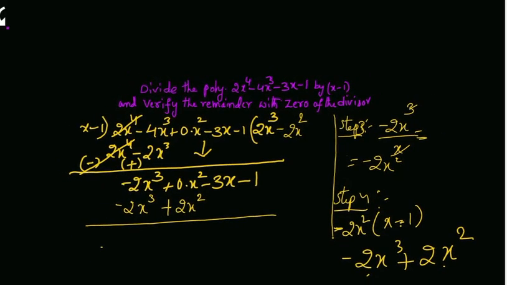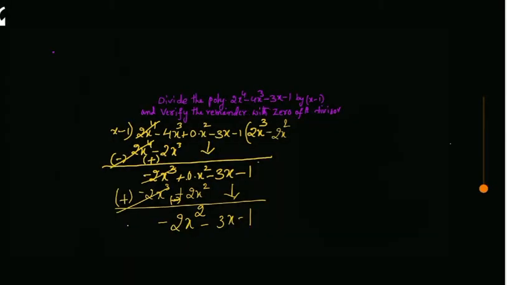Okay, same as previous, we have to do the subtraction. While doing the subtraction, the symbols are changed: minus becomes plus and plus becomes minus. So then minus 2x cube and plus 2x cube will get cancelled. This is minus 2x square, this is 0, so we have to write minus 2x square. And after that, the remaining you have to drop. Then you get minus 3x minus 1.